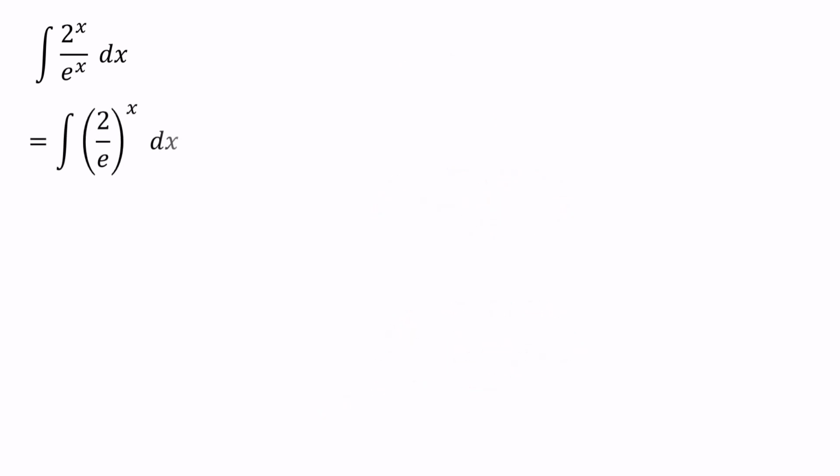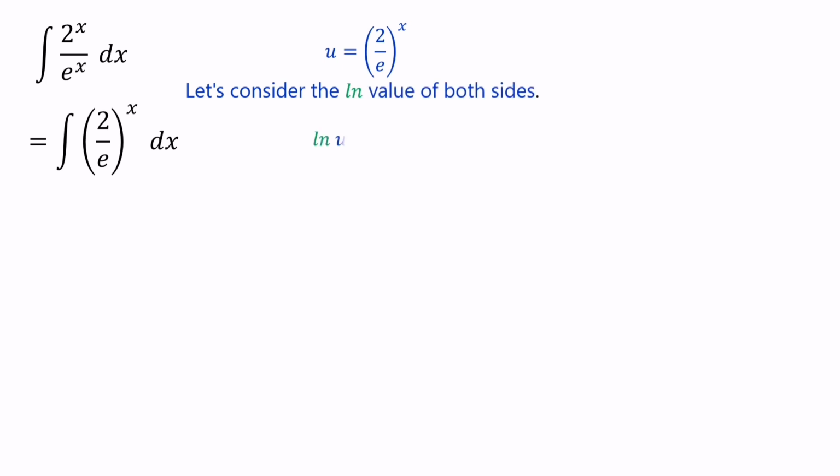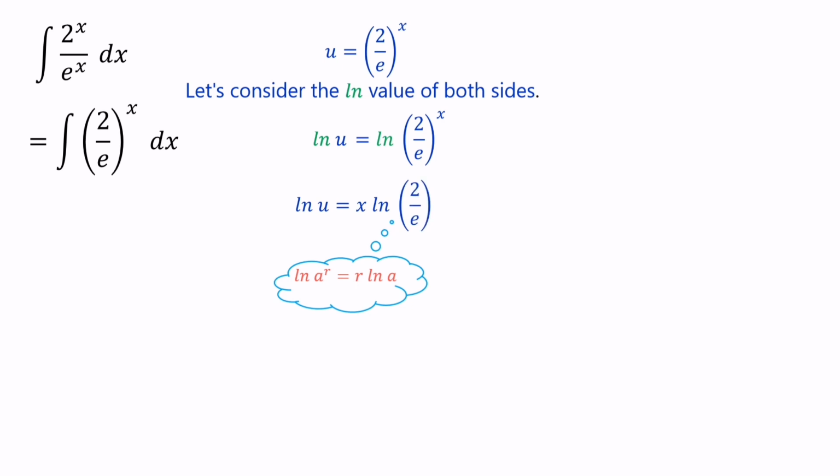Substitute u equals (2 over e) to the power of x. Let's take the natural logarithm of both sides. Then on the left hand side we have ln u. On the right hand side we have ln of (2 over e) to the power of x. Using the basic logarithm rule, we can write this as x times ln (2 over e). ln (2 over e) is a constant value.